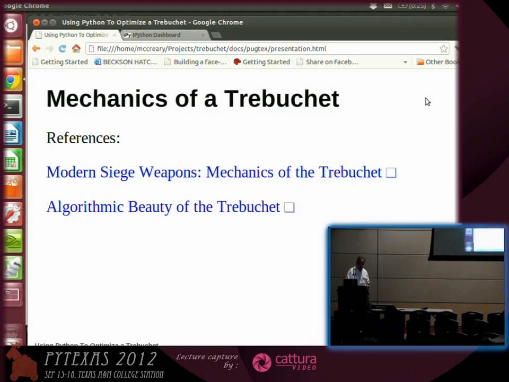Now, mechanics of a trebuchet. Of course, I'm a lazy person, and I'm not going to sit down and derive this, because I started to do it using Newtonian mechanics, and it just got really tough, and I had work to do to get paid for. So I would recommend these two sources here: Modern Siege Weapons, Mechanics of the Trebuchet, and another one called the Algorithmic Beauty of the Trebuchet. Unfortunately, they're rather light on details. And I might add that all of this math I'm going to show you and delight you with is in my public GitHub repository that you cannot even see there.